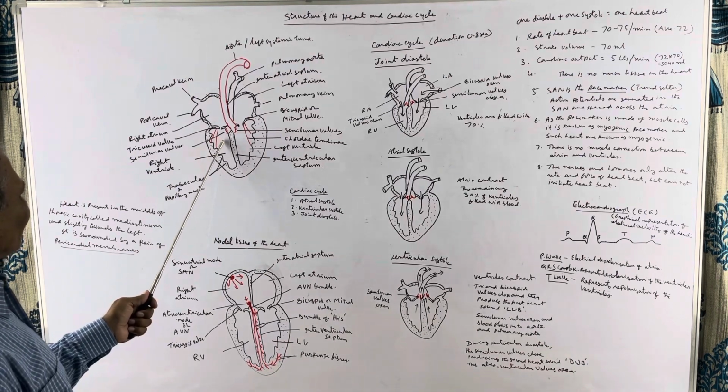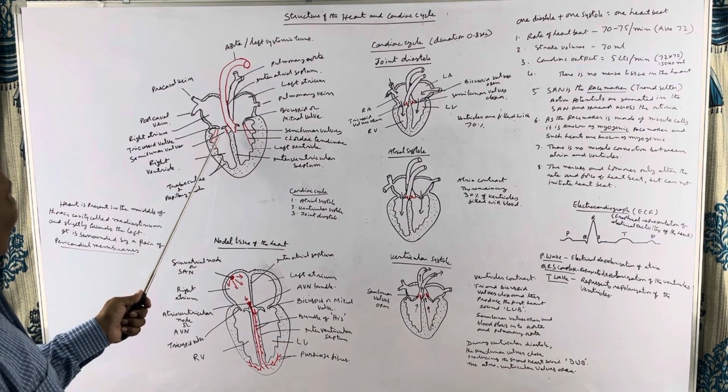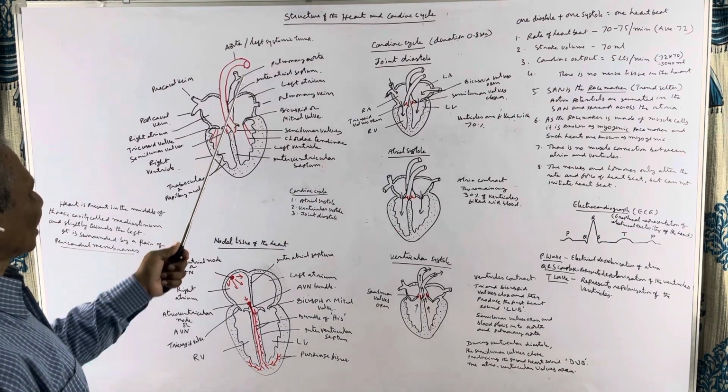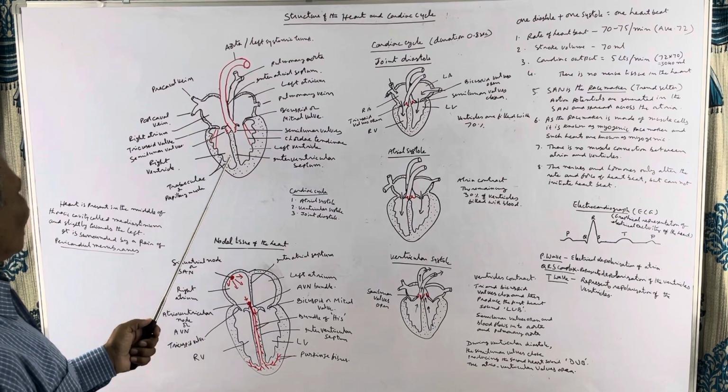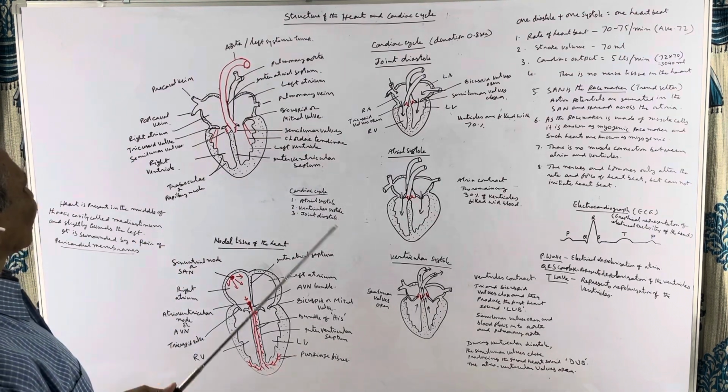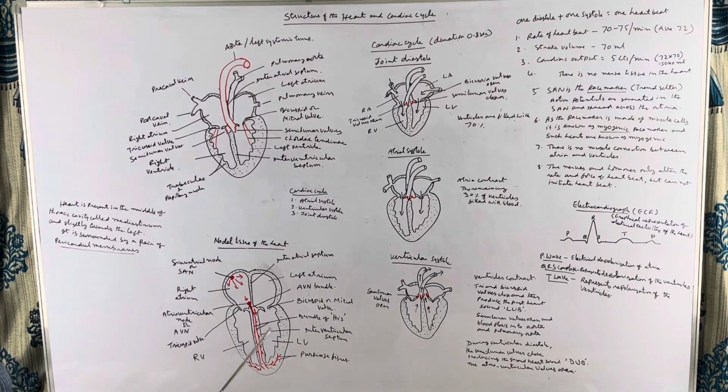Opening into the right ventricle is the pulmonary aorta. Similarly, opening into the left ventricle is the aorta or the main artery. It is also known as left systemic trunk.